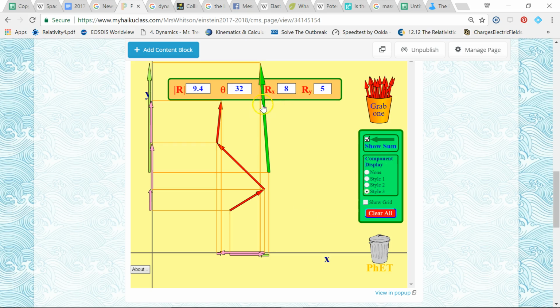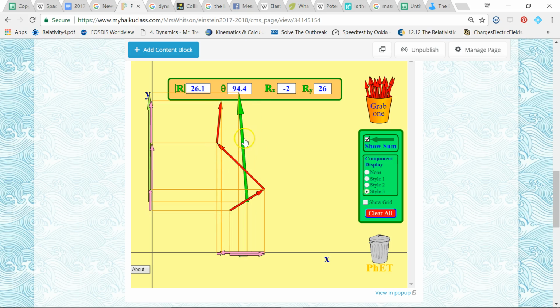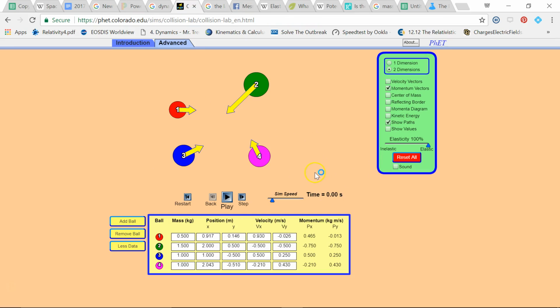And the sum is the result of all of those x's and y's. So the result of these added together will be this: this is the y's added together, and this is the x's added together. And so we can use our Pythagorean theorem again. This is what we're going to do to figure out that momentum is conserved.